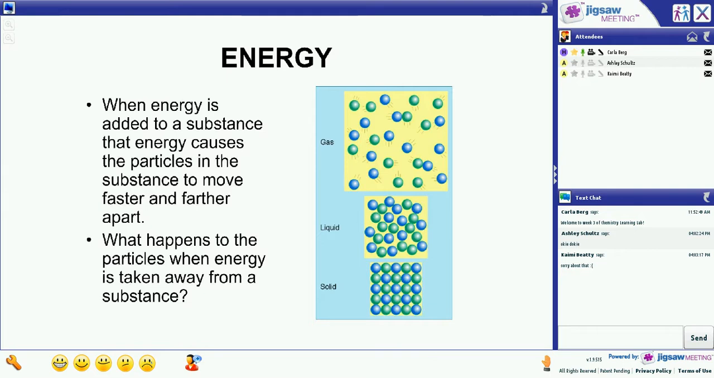So what happens to the particles when energy is taken away from the substance? Let's think about water as our example. If we have water and we take energy away, so we are taking the heat energy out, so we're cooling it, what happens to that water? Either one of you, go ahead and answer that. It becomes a solid because all the energy is leaving it, it's becoming colder, and it becomes a solid. Perfect.